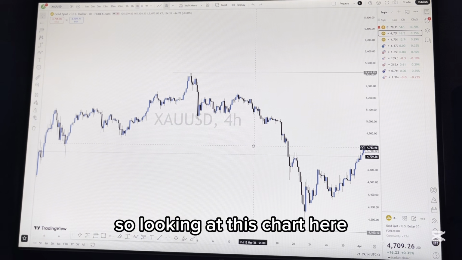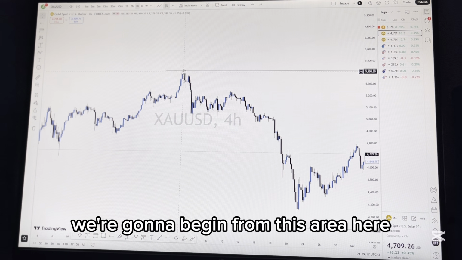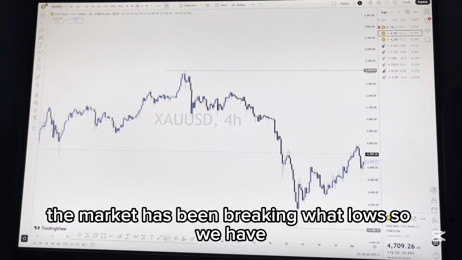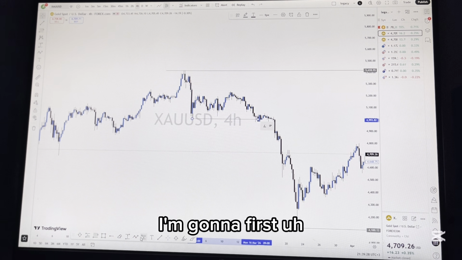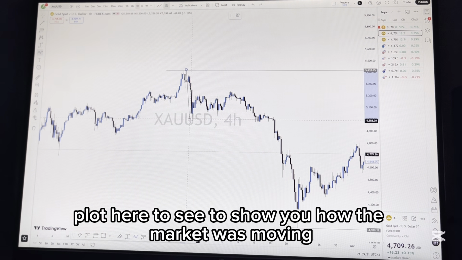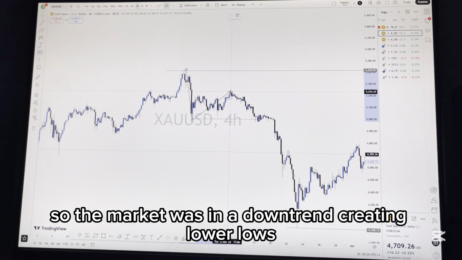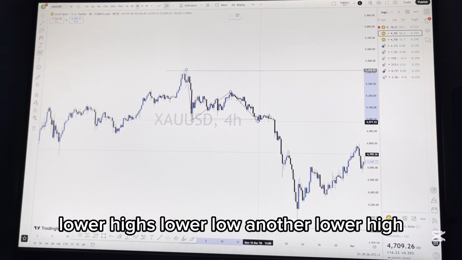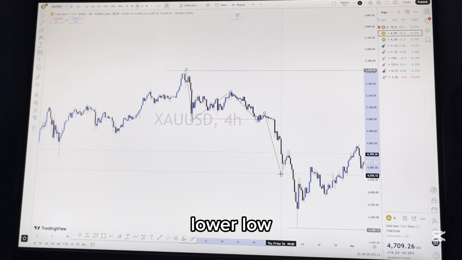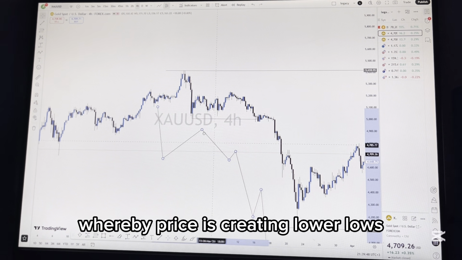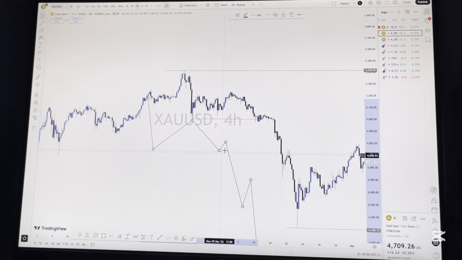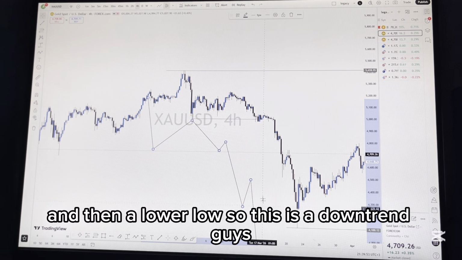Looking at this chart, from this area here, the market has been breaking lows. We have our low being broken there. But before we do that, I'm going to plot here to show you how the market was moving. The market was in a downtrend, creating lower lows, lower highs, lower low, another lower high, lower low, lower high, and then a lower low.